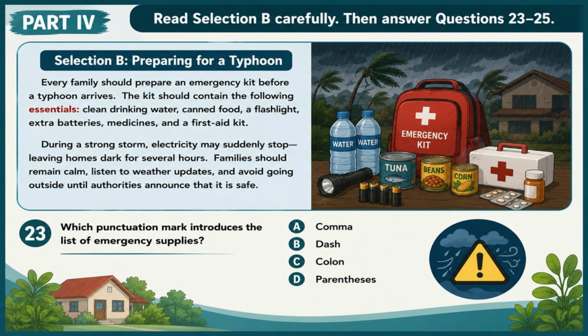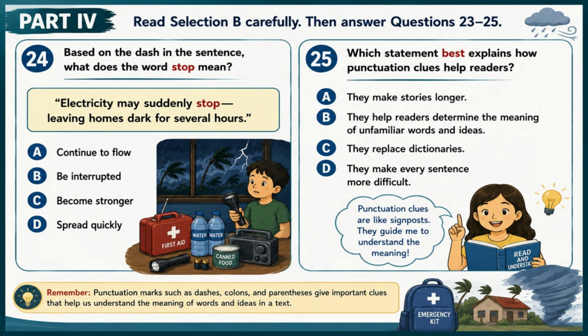Number 23. Which punctuation mark introduces the list of emergency supplies? A. Comma. B. Dash. C. Colon. D. Parenthesis. Number 24. Based on the dash in the sentence, what does the word stop mean? "Electricity may suddenly stop, leaving homes dark for several hours." A. Continue to flow. B. Be interrupted. C. Become stronger. D. Spread quickly.